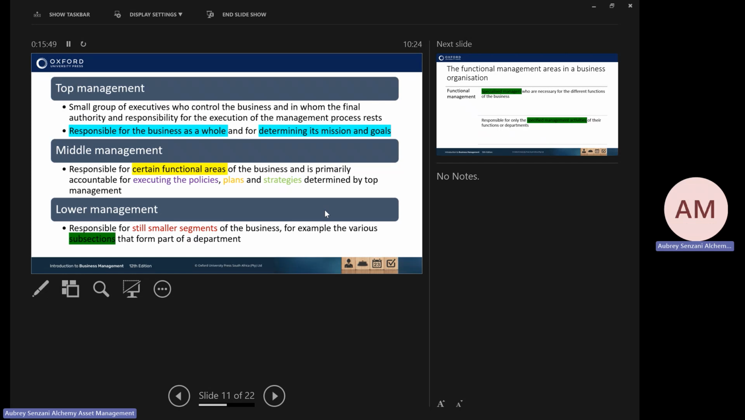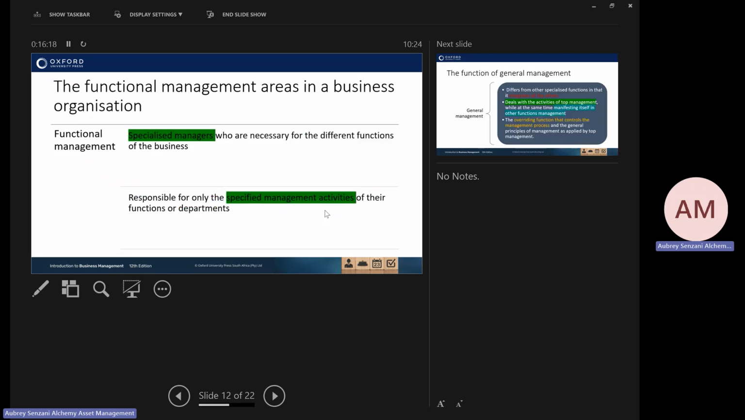Now, lower management is responsible for still smaller segments of the business, for example, various subsections that are part of a department. And their key role is to merely check, are the people within the team doing what needs to be done in order for us to fulfill the strategy that middle management has provided to us. Okay, so it's not rocket science, it's pretty straightforward, né? Nothing complex here.